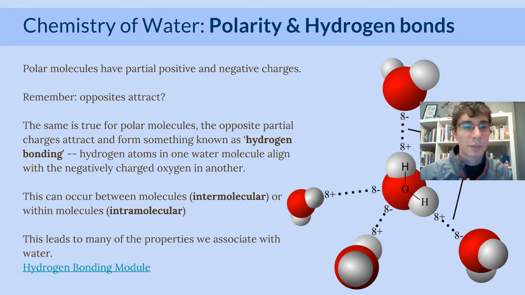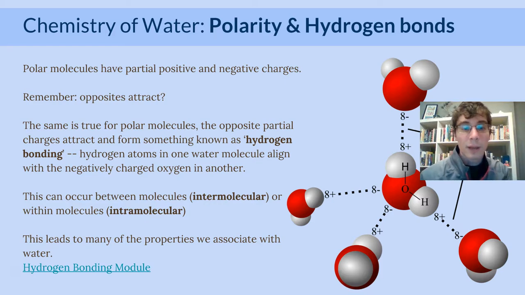So that means that they're going to want to link up and kind of stay close together. And we call this hydrogen bonding. Hydrogen bonding is when a hydrogen atom aligns with the negatively charged oxygen in another water molecule. And hydrogen bonds usually occur between hydrogen and oxygen, but it could also be other things like fluorine and chlorine as well.